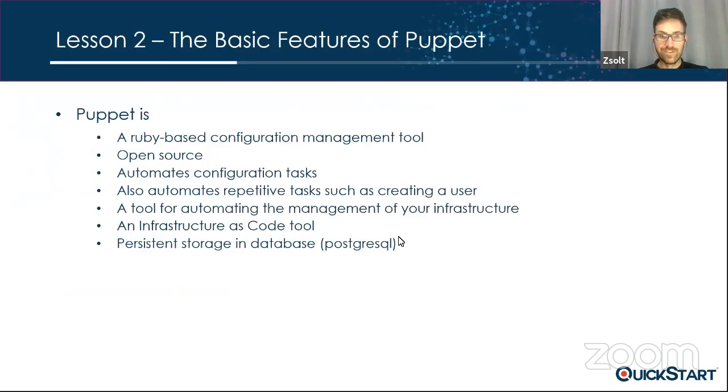Let's move on to the second lesson, and actually you will also see Puppet in action relatively soon in lesson 3. So Puppet is nothing else but a configuration management tool written in the language Ruby. So it's a Ruby-based tool. It's open source. Actually, the open source version of Puppet is open source, and it automates configuration tasks. And I mentioned the infrastructure as code notation before. You will soon see how to maintain configuration management using just simple code. And actually, there is persistence behind it with PostgreSQL.